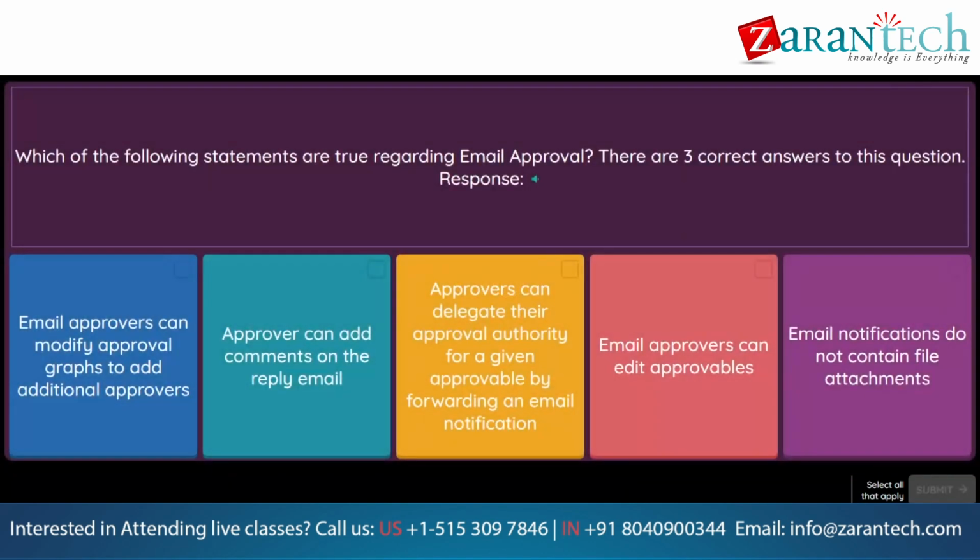Question: which of the following statements are true regarding email approval? There are 3 correct answers to this question. Response: Option 1, email approvers can modify approval graphs to add additional approvers. Option 2, approver can add comments on the reply email. Option 3, approvers can delegate their approval authority for a given approvable by forwarding an email notification.